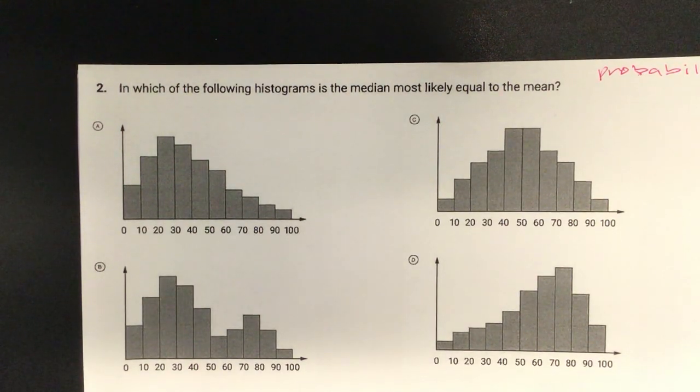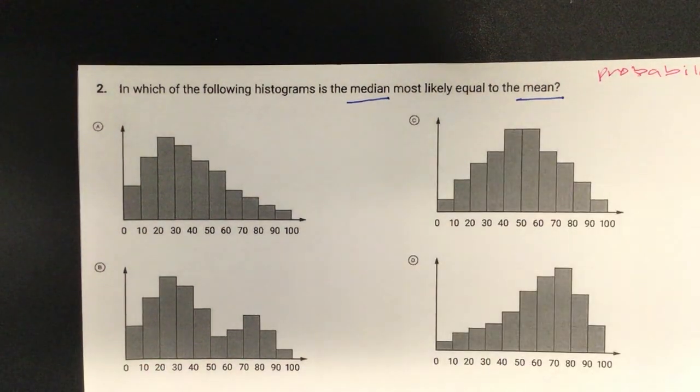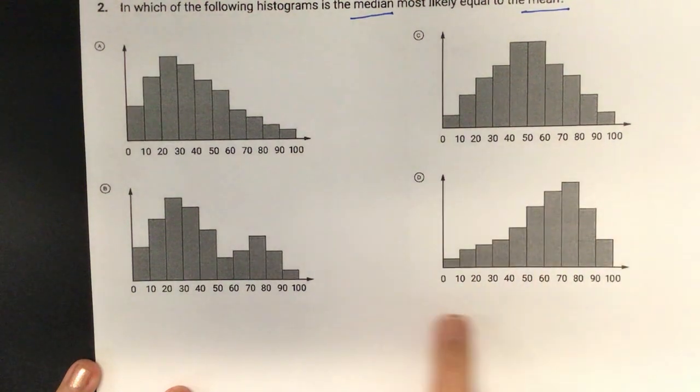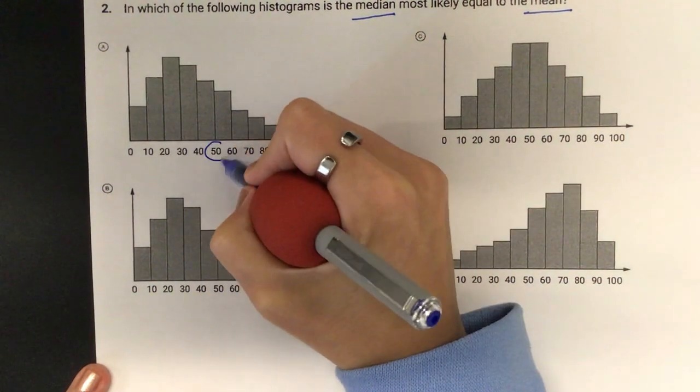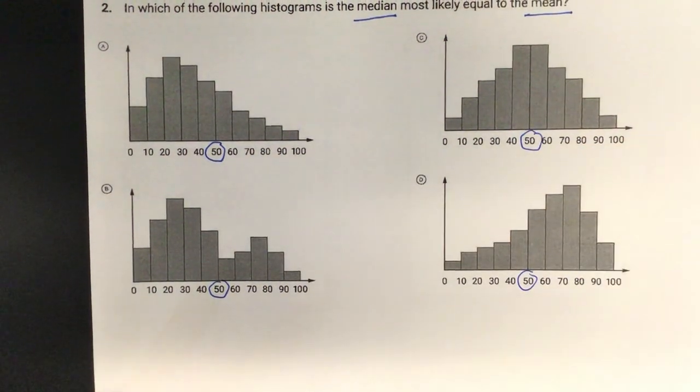In which of the following histograms is the median most likely equal to the mean? Okay, the median is equal to the mean. So I'm going to circle all the medians at the moment. From 0 to 100, it's representing on all of them. Where's my median? 50, okay.